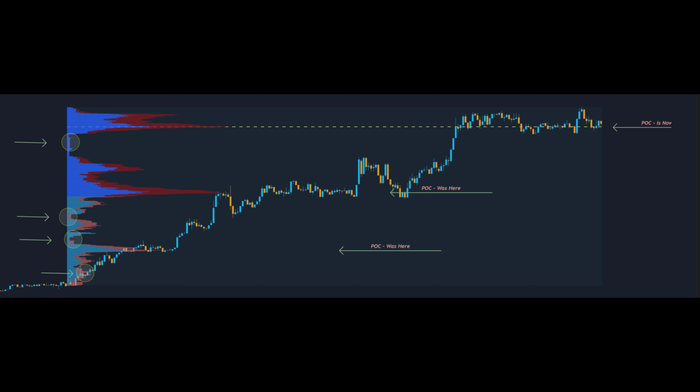Clue number 3, low volume node formation. As price moves quickly through certain areas in search of new value, it leaves behind LVNs, thin sections in the volume profile where very little trading occurred. These LVNs form gaps or valleys in the histogram, showing that price raced through these levels without finding acceptance. Participants weren't interested in trading at those prices. They wanted to get to higher or lower levels quickly. LVNs are the footprints of imbalance.